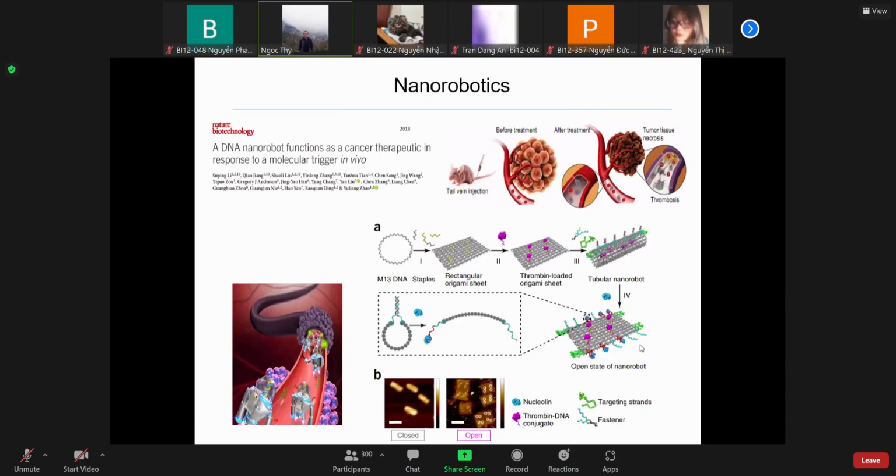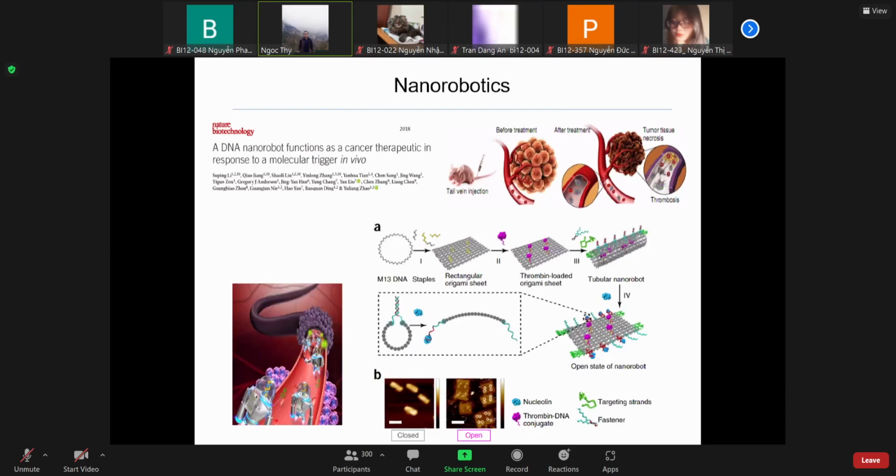So the patient will have to suffer from the healthy cells being killed, and this is not what we target. We want to kill the cell that we want to kill. We want to kill only the cancer cell. Okay. So how to prevent that?